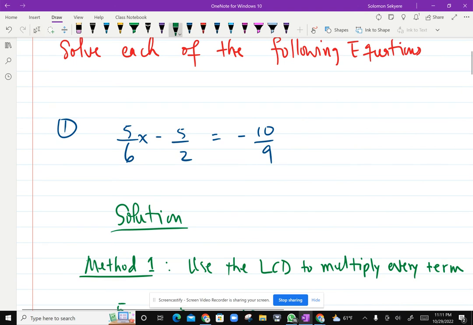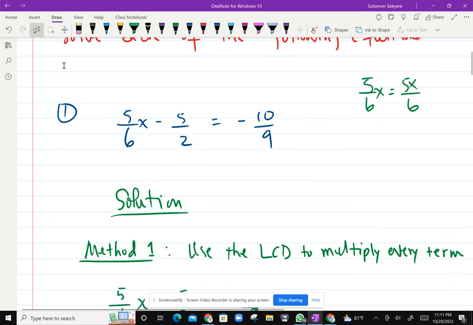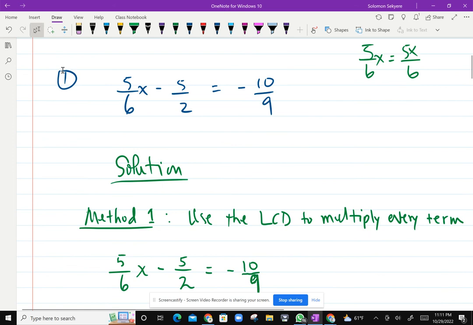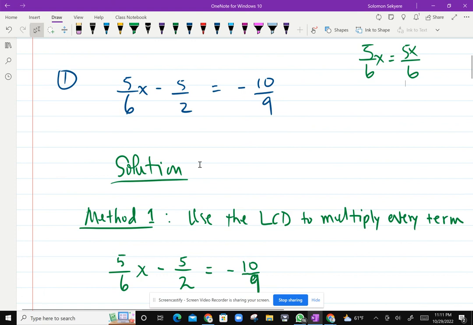5 over 6x minus 5 over 2 equals negative 10 over 9. Okay, by the way, 5 over 6 x is the same as 5x over 6. Just keep that. Okay, so there are a couple of ways that we can do this. The first one that we're going to try here is we're going to use the LCD, which is least common denominator, which is just the least common multiple of the denominators.